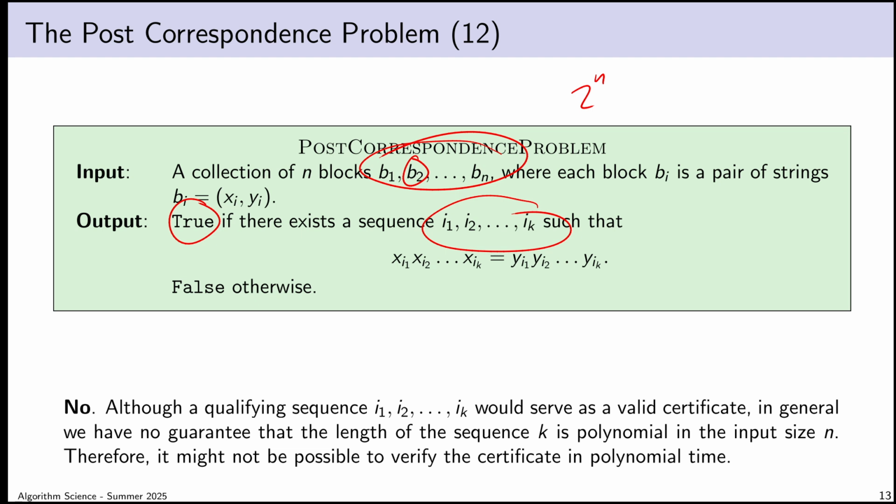Actually, one other minor note here. The size of the input for this problem isn't just n. It's going to be the number of blocks, and also factor in some information about the size of the strings inside of each block. Because a block could contain a really massive string for all we know. In any event, there is no way to guarantee that the certificate, the sequence of indices, will be polynomial size with respect to the original input size. That's why the post-correspondence problem cannot be in NP. Well, that's one of the many reasons, it turns out. There are other reasons that we're going to see pretty quick.